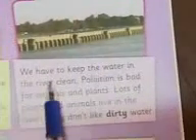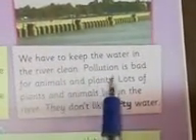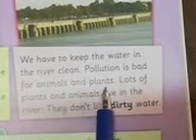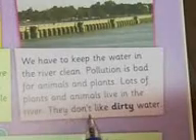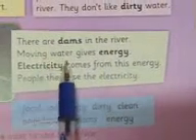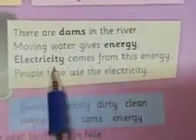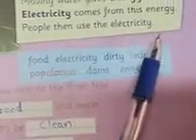The second picture: we have to keep the water in the river clean. Pollution is bad for animals and plants. Lots of plants and animals live in the river. They don't like dirty water. Picture 3: there are dams in the river. Moving water gives energy. Electricity comes from this energy. People then use the electricity.